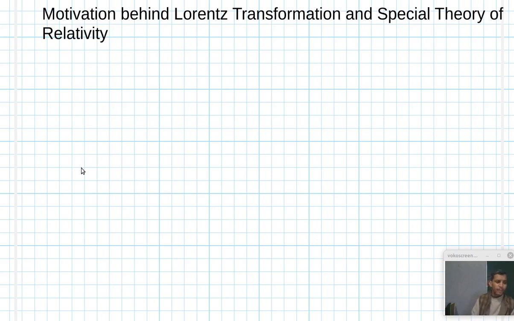So, here I will discuss what is the motivation behind the Lorentz transformation and special theory of relativity, or what gives us the idea to talk about Lorentz transformation and special theory of relativity. For this, let us recall some important findings.